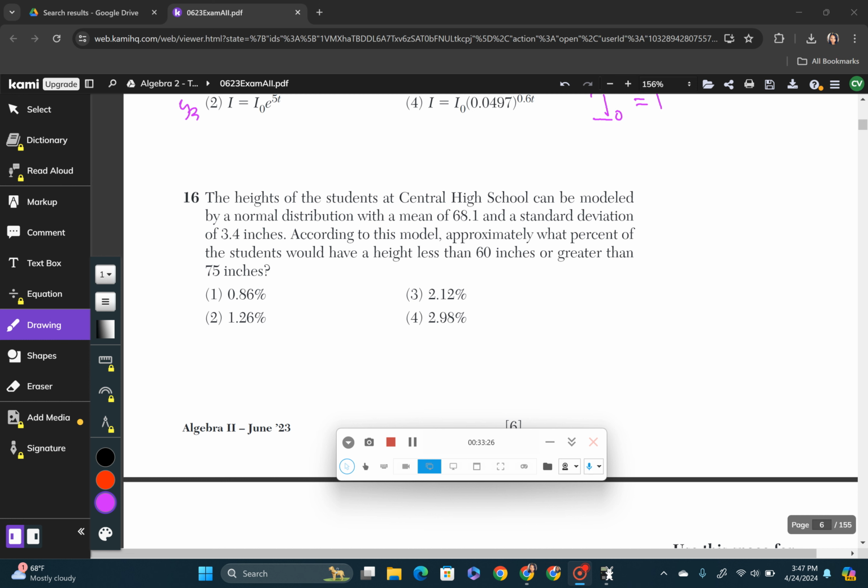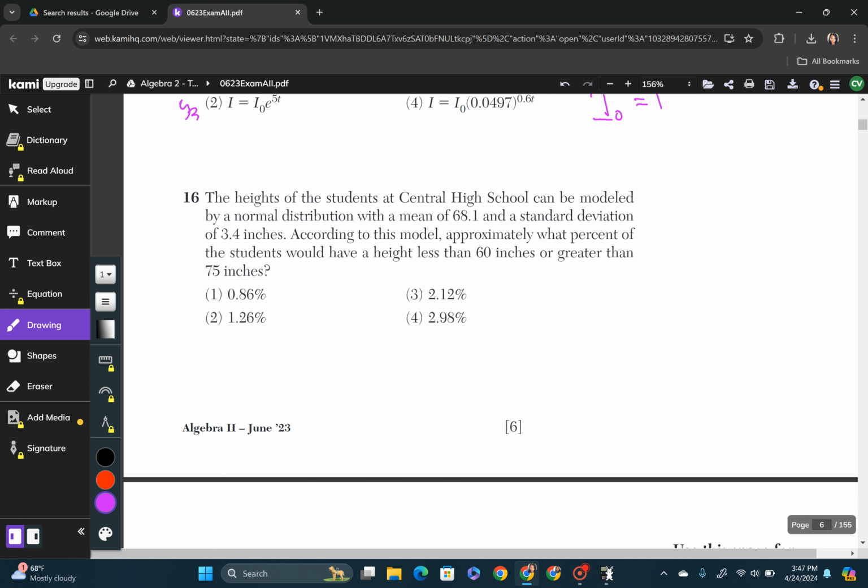All right, so anytime I see a question that looks like this, normal distribution, I know I'm going to have to do something with normal CDF. They give us the mean and the standard deviation. There are two symbols for mean: one is an X with a bar over it, and the other is this symbol right here, and they're telling us that the mean is 68.1. The standard deviation is sigma X, and that is 3.4.